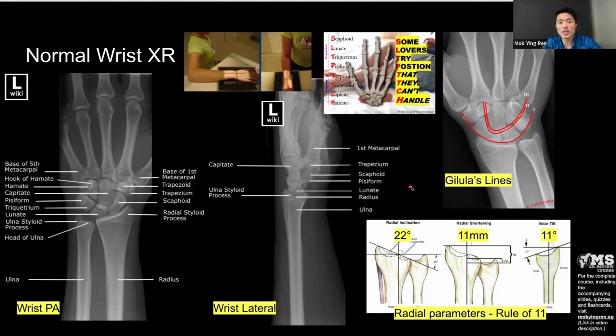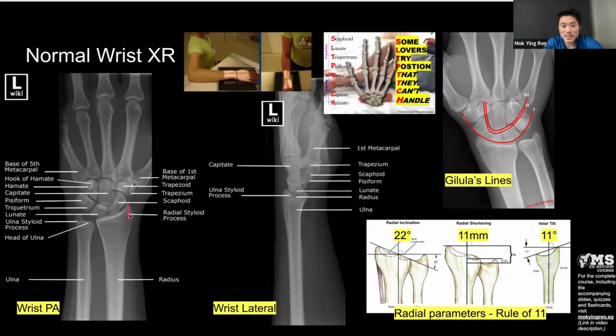With regards to the distal radius, there are these radial parameters which are the rule of 11. Alright, what are they? Now on the PA view, you should see the radial inclination, alright, should be at 22 degrees over here. Alright, this is the radial inclination, 22 degrees. Next, the radial height, alright, which can help us look for radial shortening, should be 11 mm. Okay, this is the radial height.